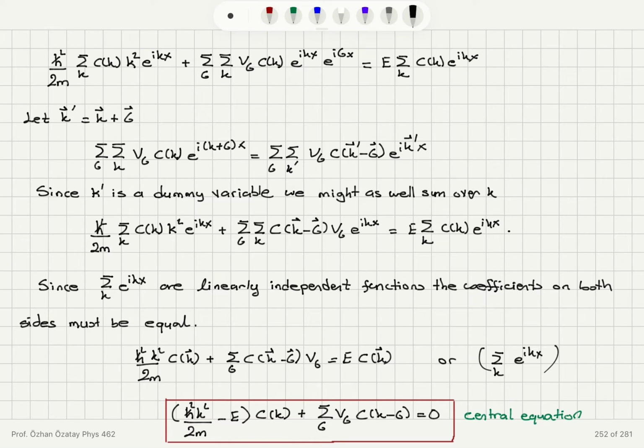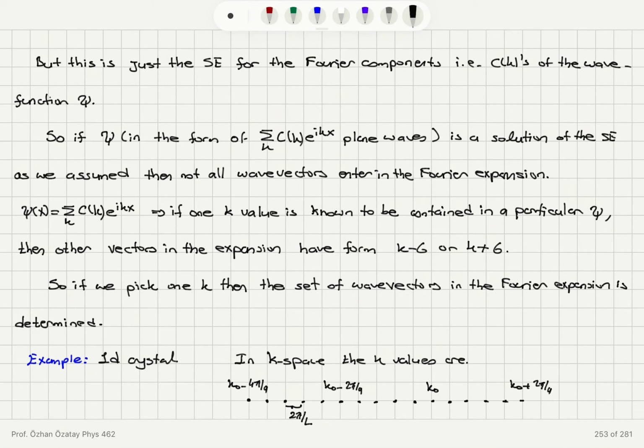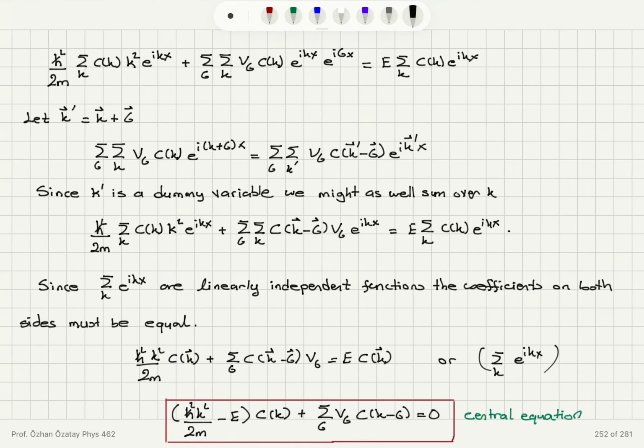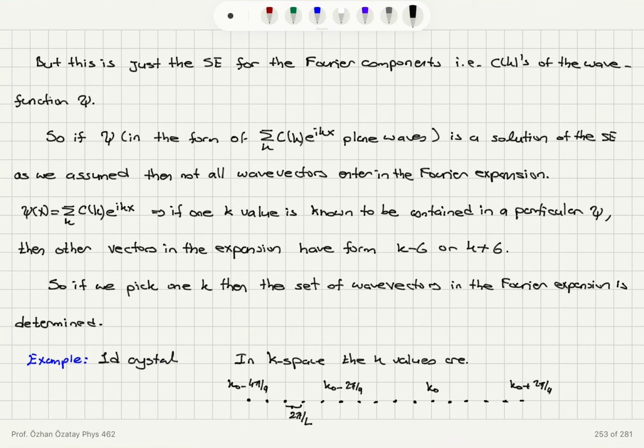This equation that I have obtained here is called the central equation, and it's just a Schrodinger equation for the Fourier components, i.e. the c_k's of the wave function psi. So if psi is in the form of sum over k of c_k e to the ikx, you can see that these c_k's are functions of k, so that's one thing I have to consider, and at the same time I have coefficients of the form c_(k minus g) on the left hand side.